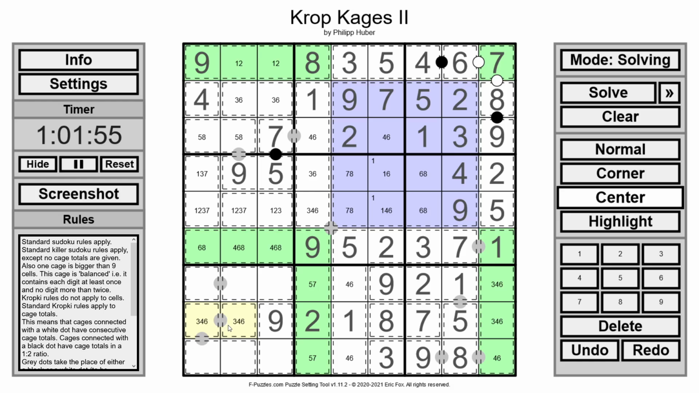Now we are left with 3 pencil marks only for these 2 cells. What does this mean now? We either need a white dot or a black dot relationship, and we realize it can only work if the 3 is in these 2 cells. So if this is a black dot, we need a 3 and a 6 to complete the kropki relationship, and if this is a white dot, we need the 3 and the 4. So the 3 can't be over here and has to be in this cell actually.